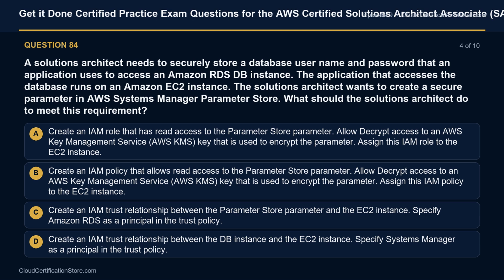Option C. Create an IAM trust relationship between the parameter store parameter and the EC2 instance. Specify Amazon RDS as a principal in the trust policy. Option D. Create an IAM trust relationship between the DB instance and the EC2 instance. Specify Systems Manager as a principal in the trust policy.